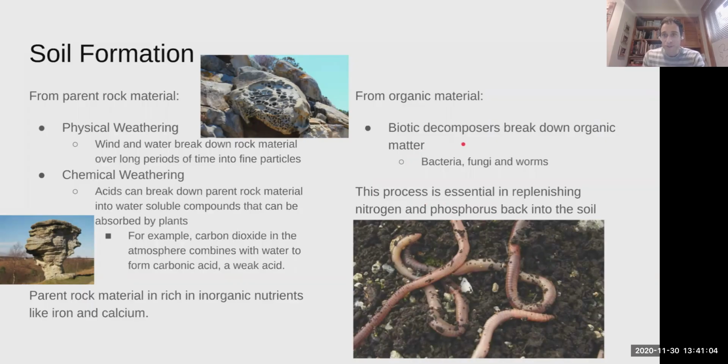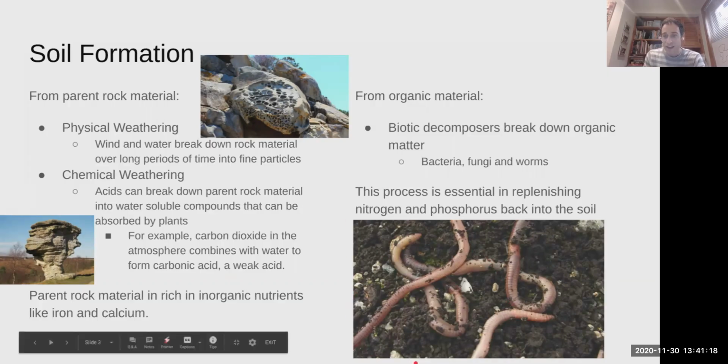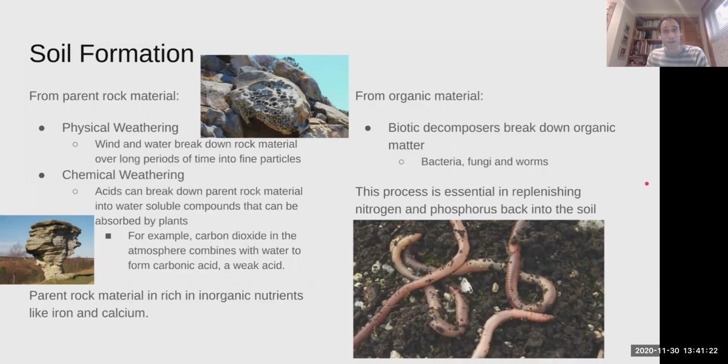Decomposers do this, bacteria do this, fungi do this, and earthworms are wonderful soil builders. They're able to eat through organic matter, and the waste they create is very rich in nutrients, particularly nitrogen compounds. So these are the two ways that soil is formed. Soil is some combination of weathered rock material and broken down organic material.